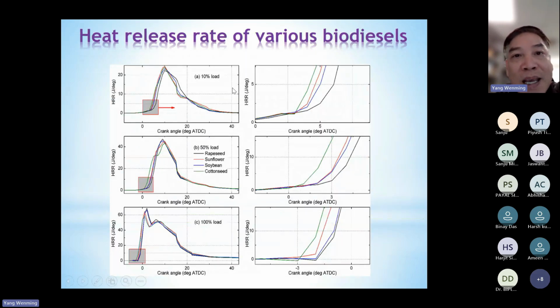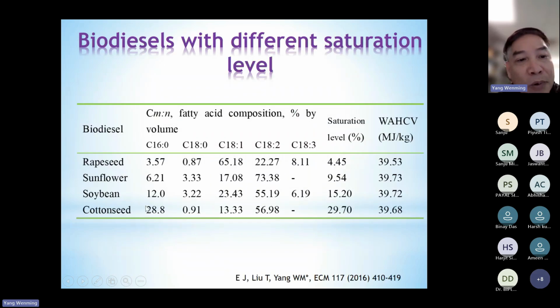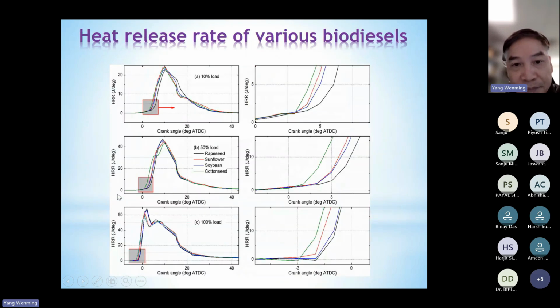Okay, so here we show you the heat release of various biodiesels. This one is 10% engine condition, this one is 50% engine condition, and this one is 100% engine condition. And we have 4 types of biodiesel, as I mentioned. So you can see rapeseed, this black color, is the rapeseed biodiesel.